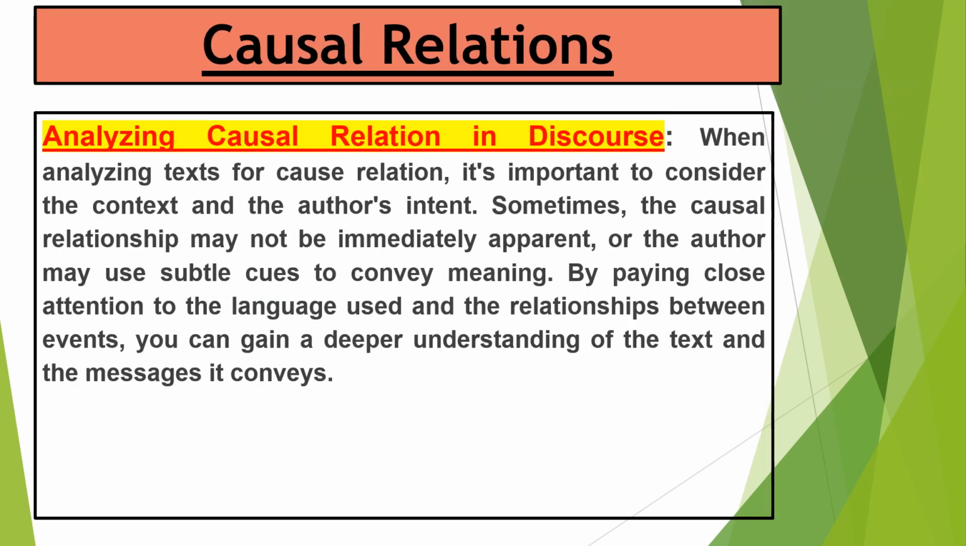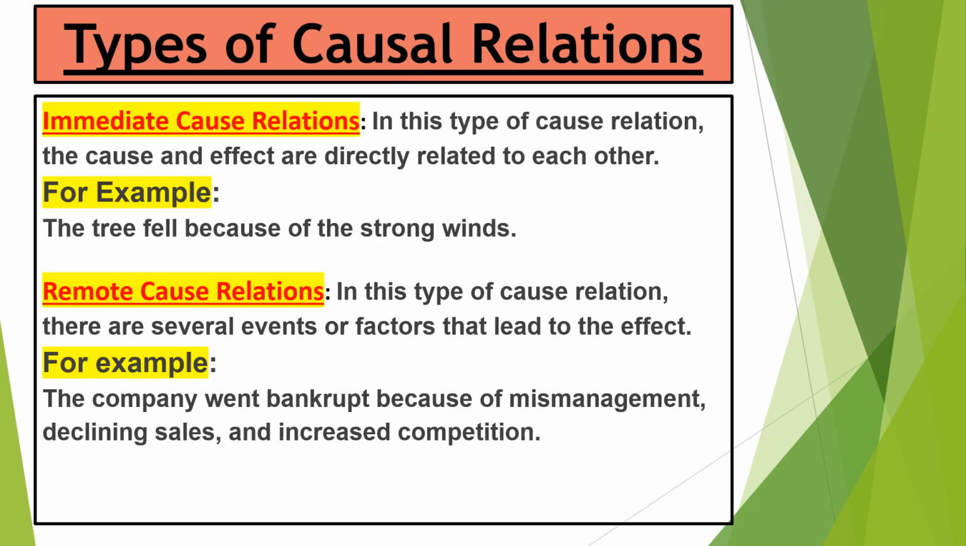Other than this, analyzing causal relation in discourse, what is the purpose of that? When we analyze text for causal relations, it is important to consider the context and the author's intent. What is the actual intent of the author, whether he is using irony or whether he is serious in the text that he is producing or not. Because if we understand these things, then it is easy for the reader to get the complete meaning.